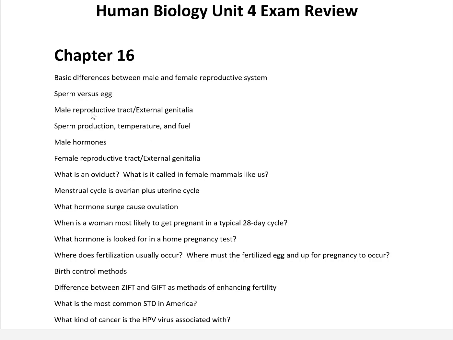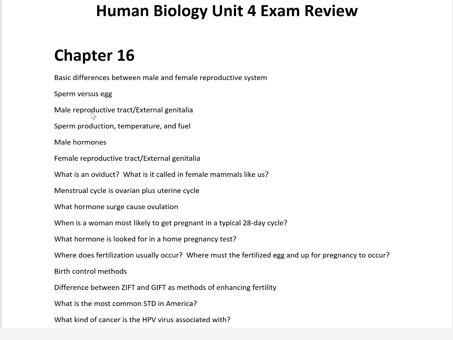So sperm versus egg, they're your gametes, the sex cells. They're haploid, meaning they only have one set of chromosomes, and we need two sets or two pairs of chromosomes to be a human, which is why 23 chromosomes from a sperm and 23 from an egg makes that human.